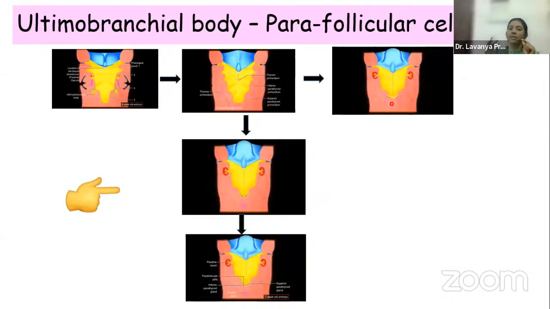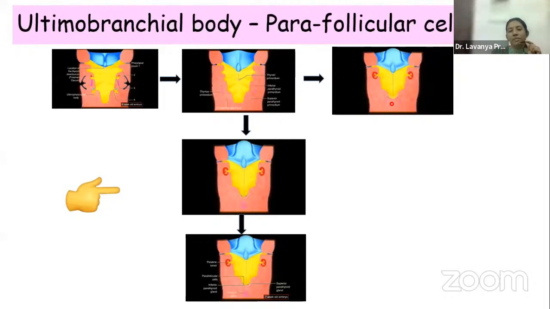In case there is an intermediate stage of some amount of accumulation of colloid, the cells we have are simple cuboidal epithelium. When the entire follicle is filled with colloid, then we have the simple squamous epithelium. The cells become flat.